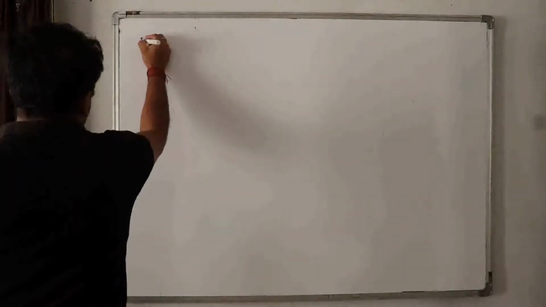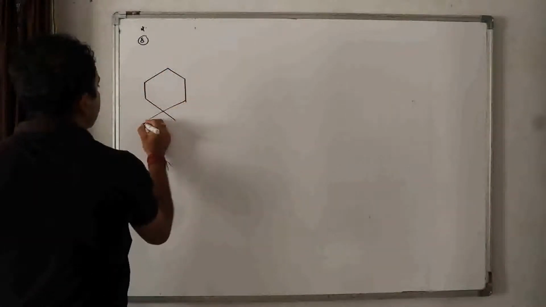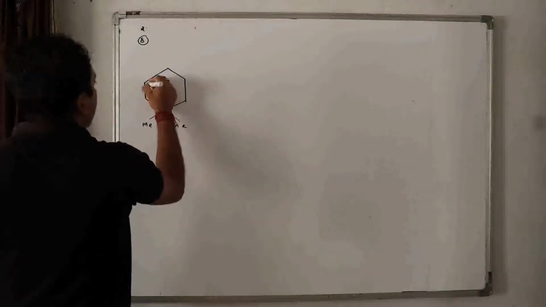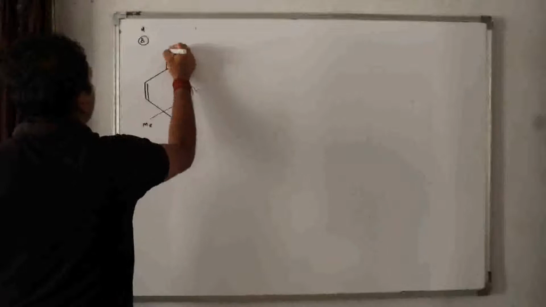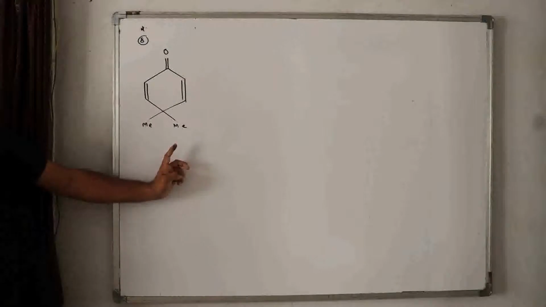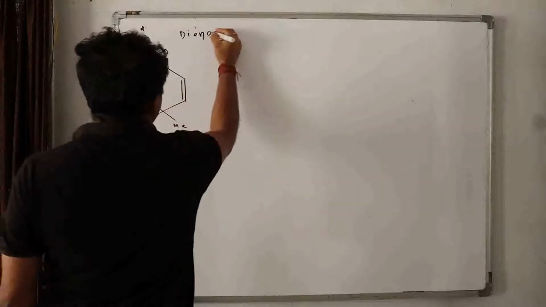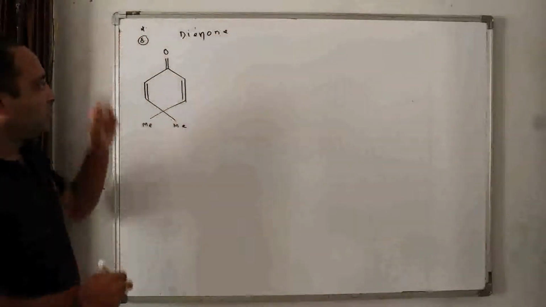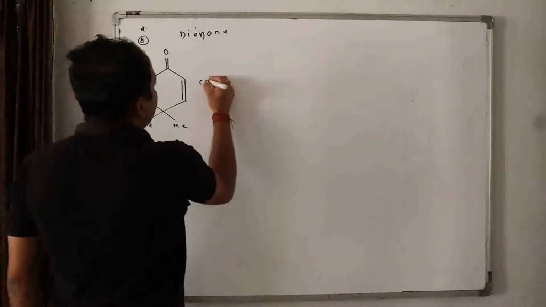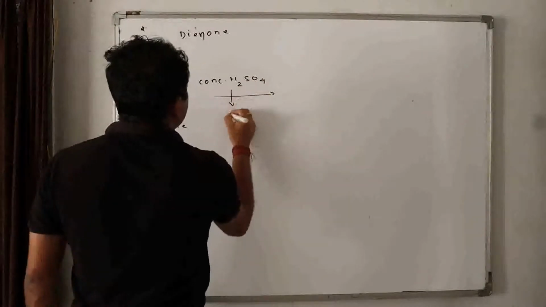Next question is very simple. What is that? Not only simple, it is a very important question also. If I give you something like this, what is this called? Do you know what this is called? This is called dienone, that is, di-ene-one, a diene ketone, dienone. If I treat it with concentrated H2SO4, what will it provide?